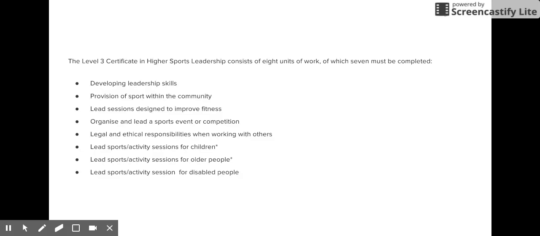So I thought this course would be very good for me, improving my leadership skills in different situations, so with the younger children, with older people, with disabled, but also leading sessions that are designed to improve fitness, which is the main one that I would be focused on, since my session was meant to be based around fitness and improving. It would be more suitable and help me make my sessions more effective, more fun, more well designed.